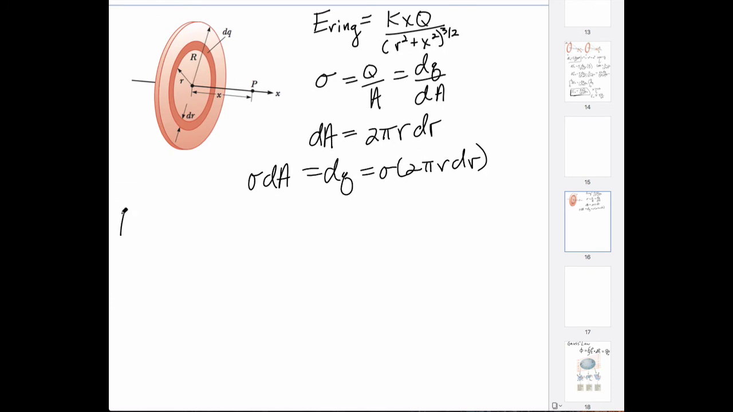So E for the entire disk is going to be, let's see, we're going to have to convert this thing right here into a differential charge. So there's going to be a dq right there. In fact, let's go ahead and write the whole thing out. The integral of k times x over r squared plus x squared to the 3/2 power times dq. And the dq is this crazy looking thing right here, times dq. And we don't have any limits on there yet.